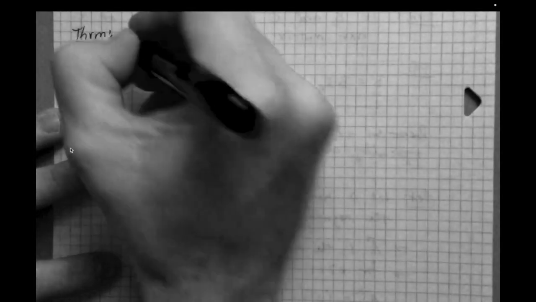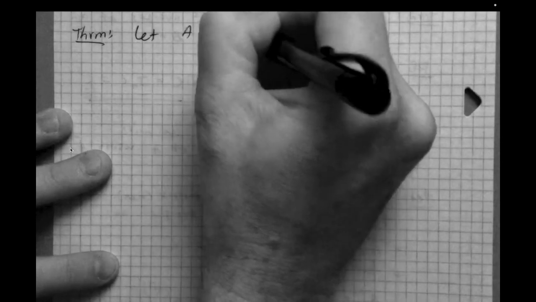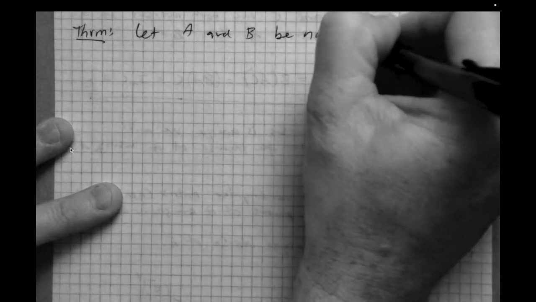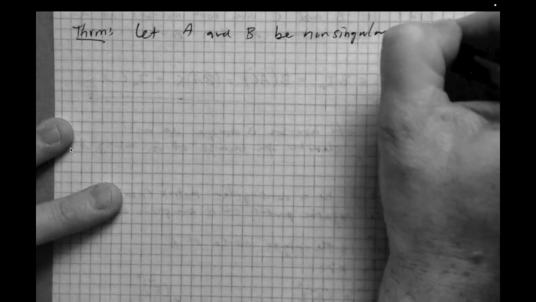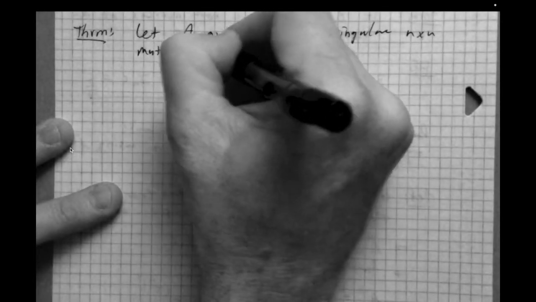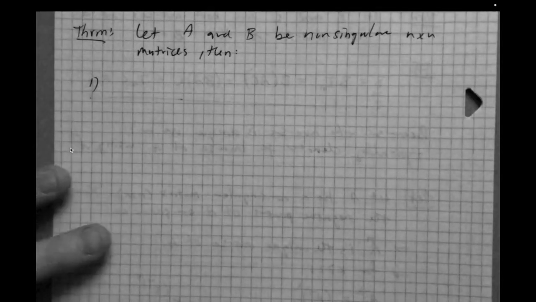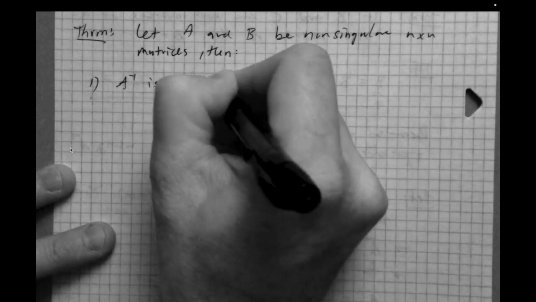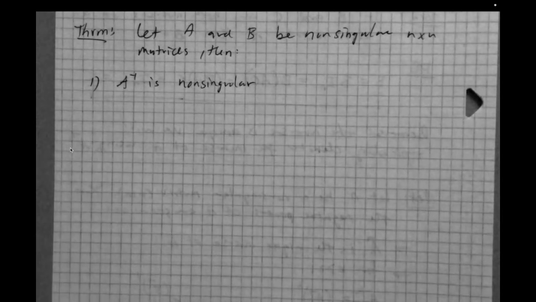How about a nice theorem? Let A and B be non-singular n by n matrices. Then A inverse is non-singular. Well, this is obvious, right? We knew this from the start. This is just reciprocity, right? If A inverse is the inverse of A, then A is the inverse of A inverse, right?